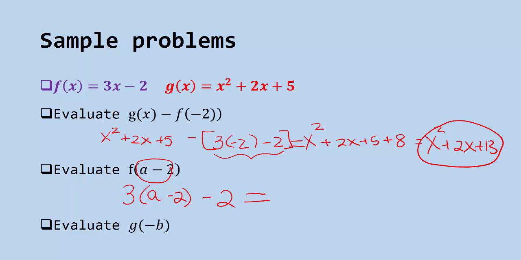In this case, I can multiply 3 times a minus 2, so 3a minus 6 minus 2. I keep simplifying, 3a minus 8, and that's where I stop.